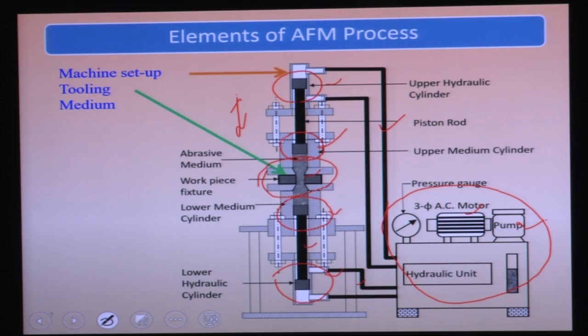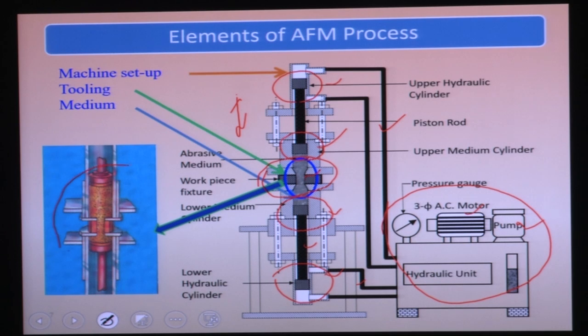This is the machining system. This is the tooling medium. Here the tool is there, and this is the media here. Media is flowing from the top media cylinder to the bottom media cylinder, and from the bottom media cylinder to the top media cylinder. These two media pistons are reciprocating like this, and in between, the media is flowing. While flowing, it will remove the surface undulations from the workpiece surface. This is the fixture zone where you can see how this machining is going on.